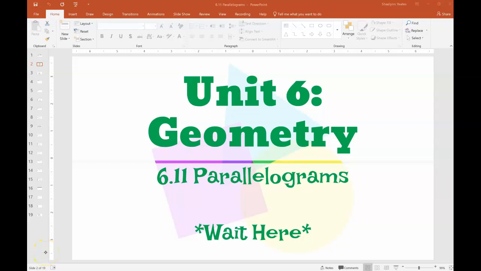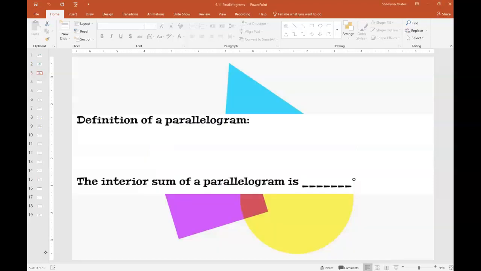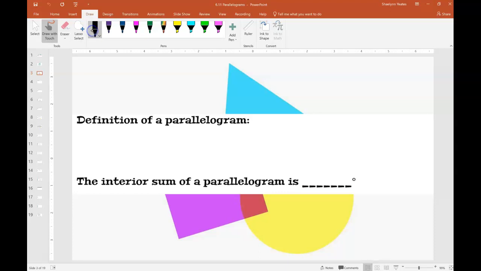Right, here in Unit 6, we are in 6.11, which is the very last topic for this unit, which is parallelograms. So yay, we're almost done with our proofs unit. Also, yay, parallelograms.